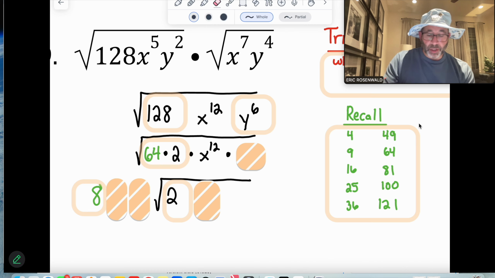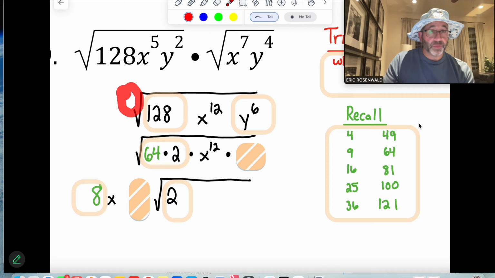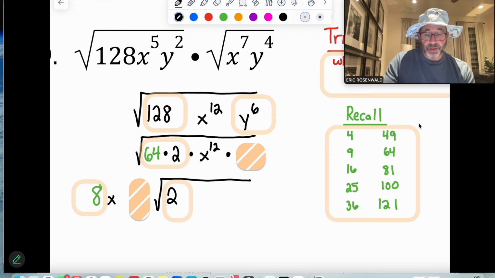The x to the 12th, we're going to have to fix this. This is going to be messed up here. Okay. When we look at 12, 12 is going to go out because we're dealing with square roots. We're going out in even pairs to 2. So 12 divided by 2 means that we have 6. Okay. With the y's, there's 6 y's.